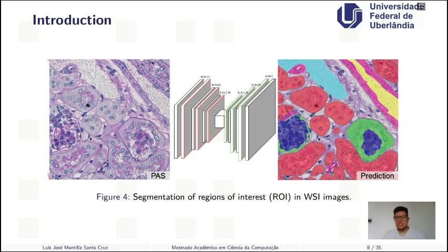Well, the global objective of the CAD methodology is to get an identification of regions. Here we can see on the left side WSI images. In the center we have a neural network architecture, and on the right side we have a prediction. Basically, this is what we want to achieve in CAD systems.